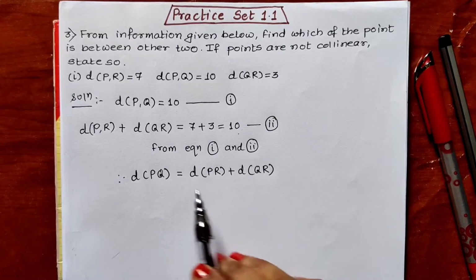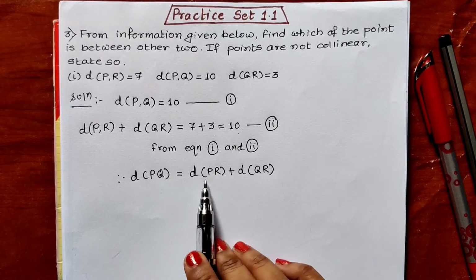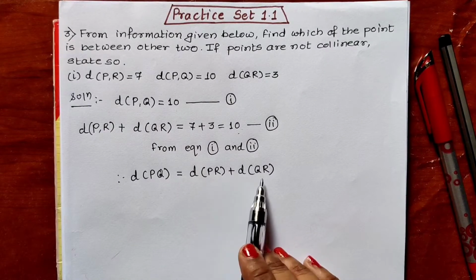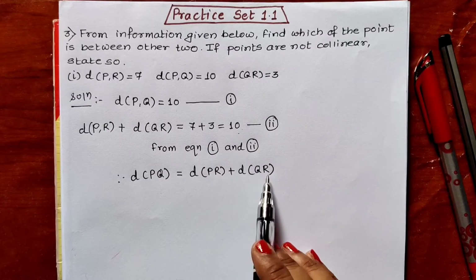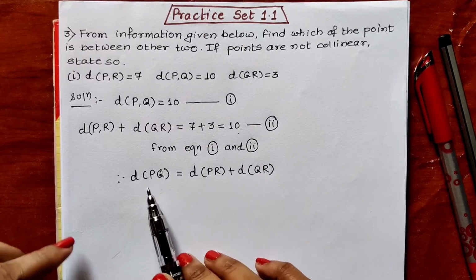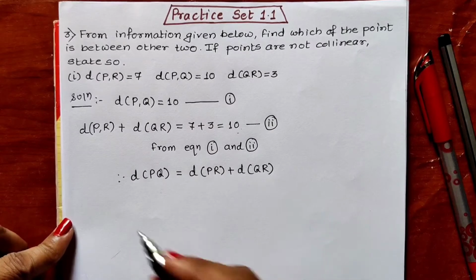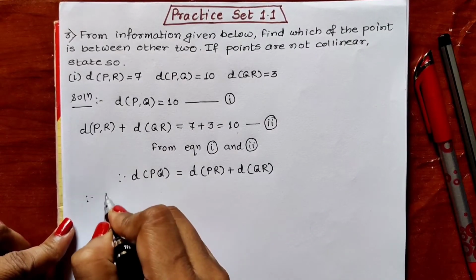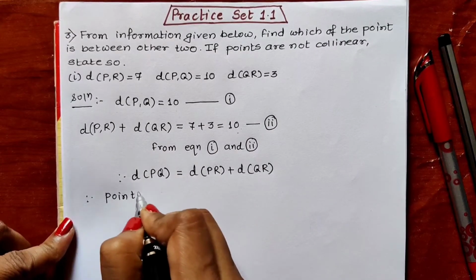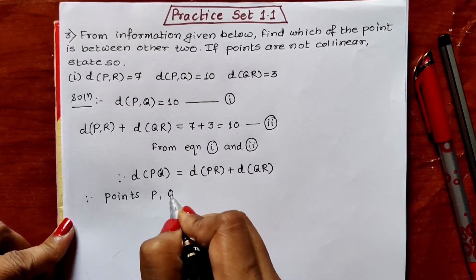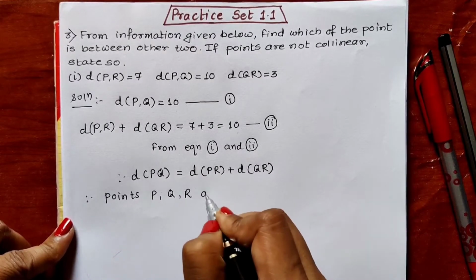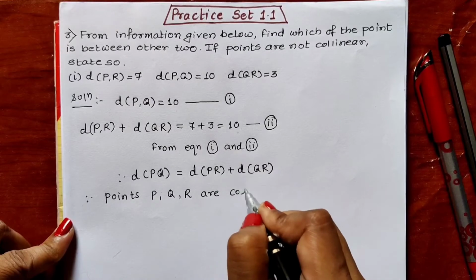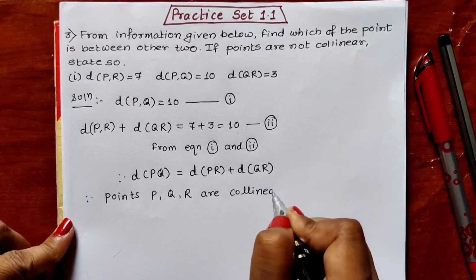That means when one distance is equal to the sum of the remaining 2 distances, then we can say that these 3 points are collinear. So therefore, points P, Q, R are collinear points, or you can write only that they are collinear.